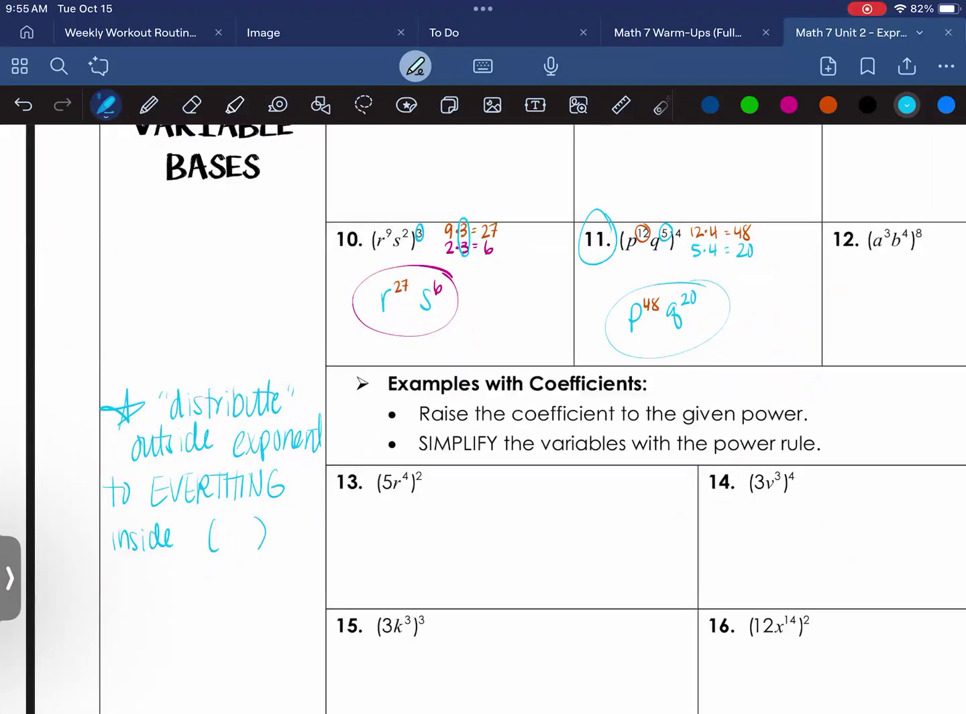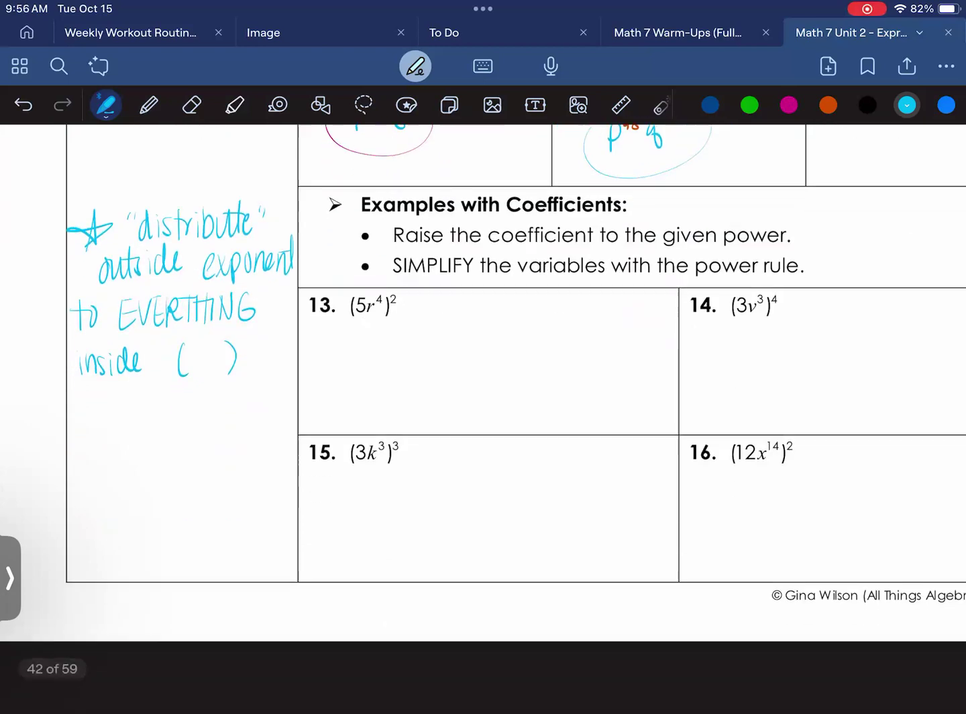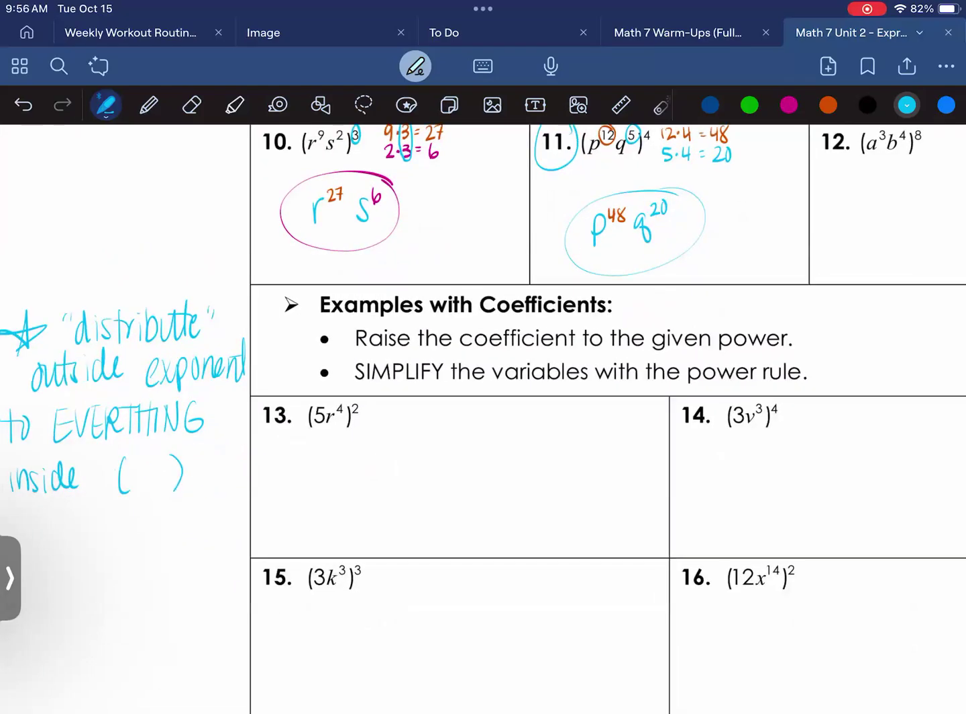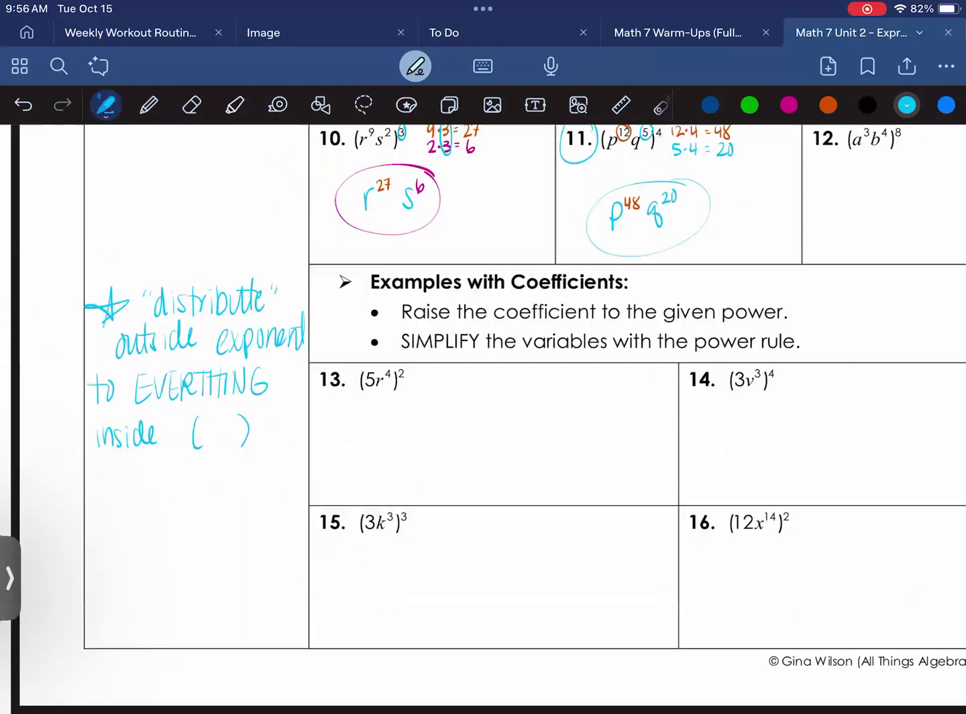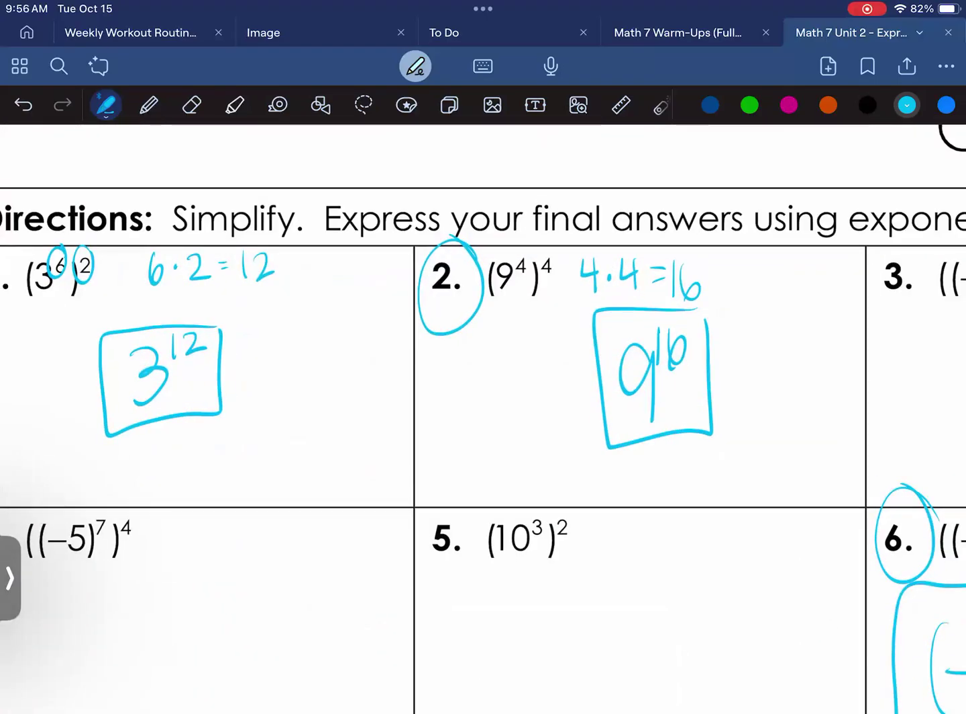Okay, so now we're going to do examples with coefficients, just the number. So you have to raise the coefficient to the given power, and then also simplify the variables with the power rule. Now, the steps might seem confusing. Raise the coefficient to the given power, that's a lot of words. All you're going to do are these steps that we did up here, right? Same thing.